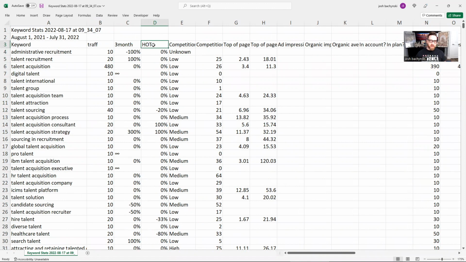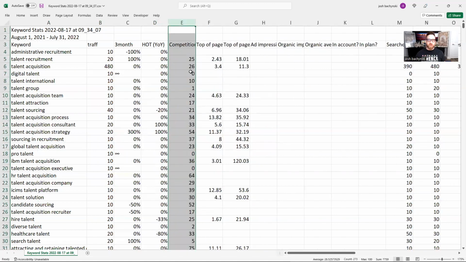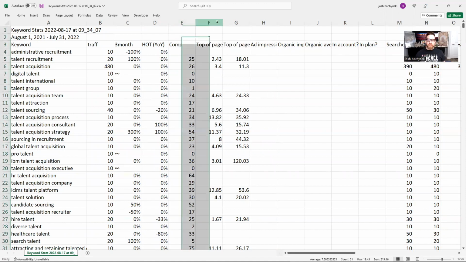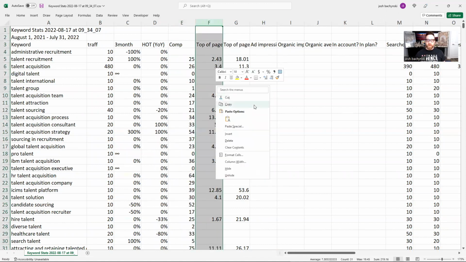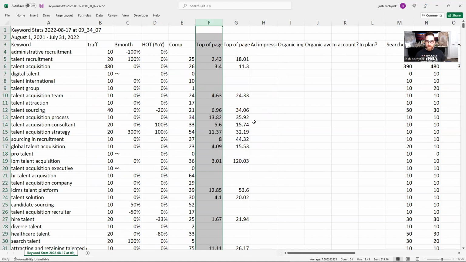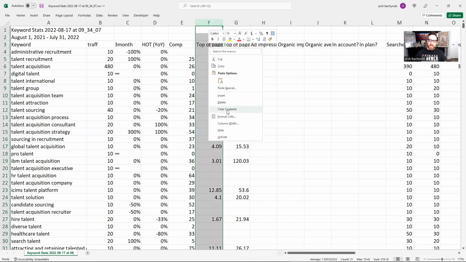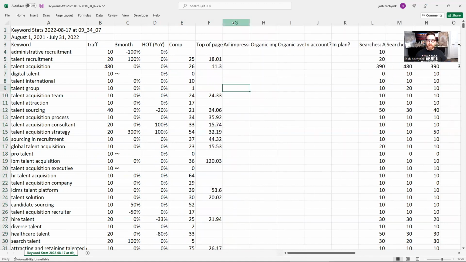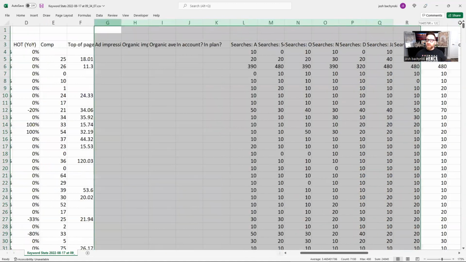And I could just say year over year, just so they get a sense of what that means. Competition here, words I don't care, but the competition number I care about. Comp number, what they're bidding for the bottom of the page is this. What they're bidding for the top of the page is what I care about more. I could average this out and get a little bit more detailed with it, but I would just use the top of the page. Then I get rid of all these searches.